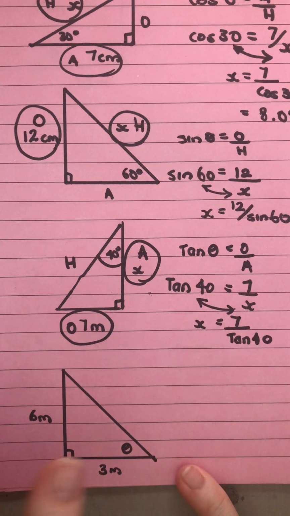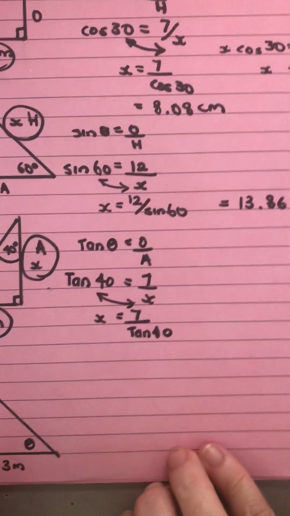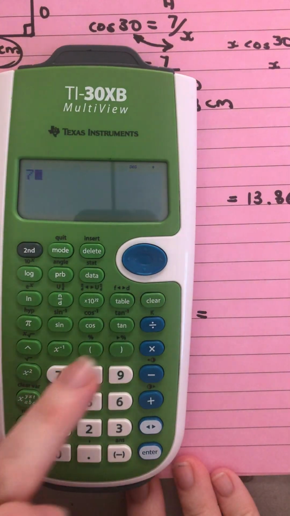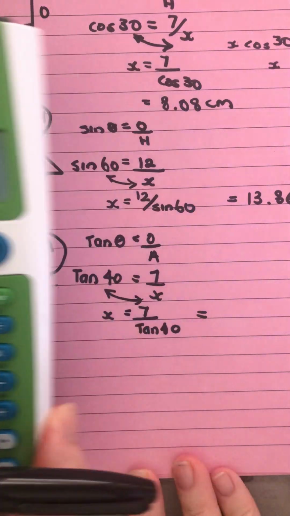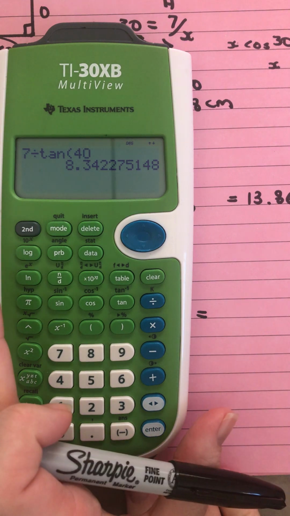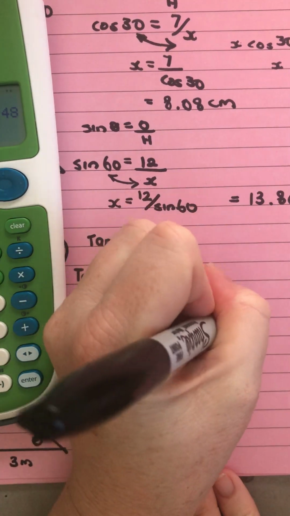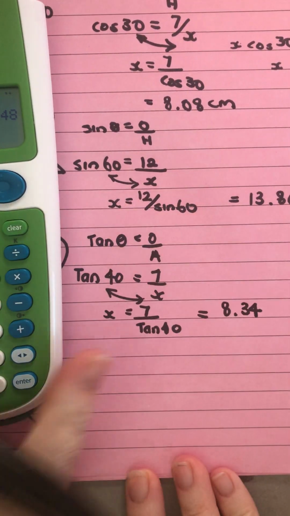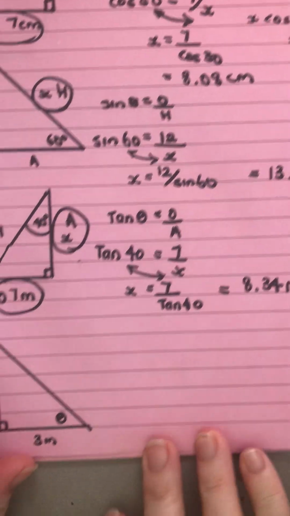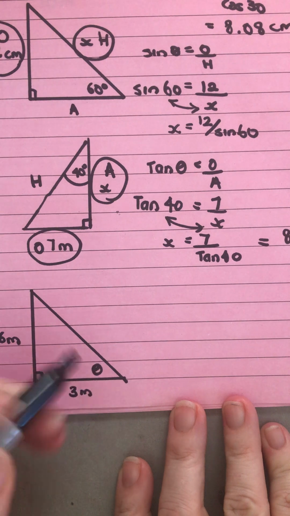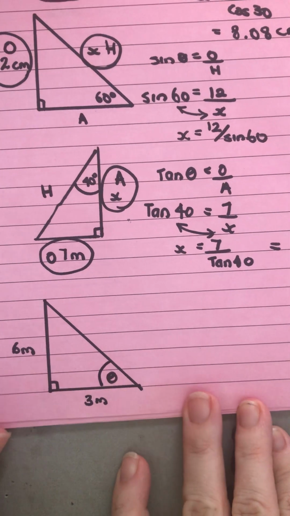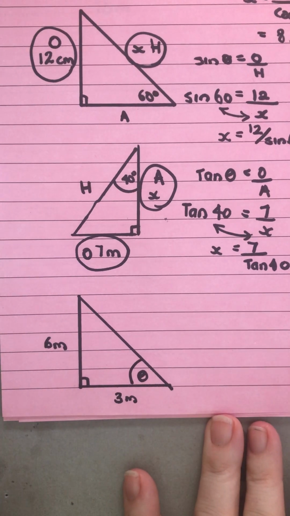And again, in terms of keeping enough space for the next one, I'm just going to write that beside there. So I've got 7 divided by tan of 40. And I get 8.3422, so I'll round that to 8.34. And the units are metres. Now, the next time, this is where we don't know the angle. So we've got that theta there, we don't know that. So we're going to use the same process, and I'm going to show you what to do in that last step.